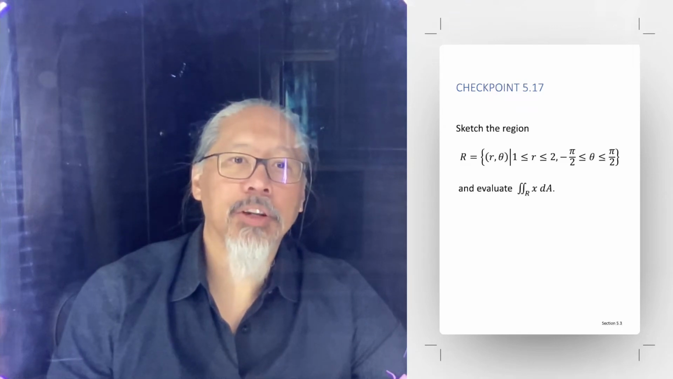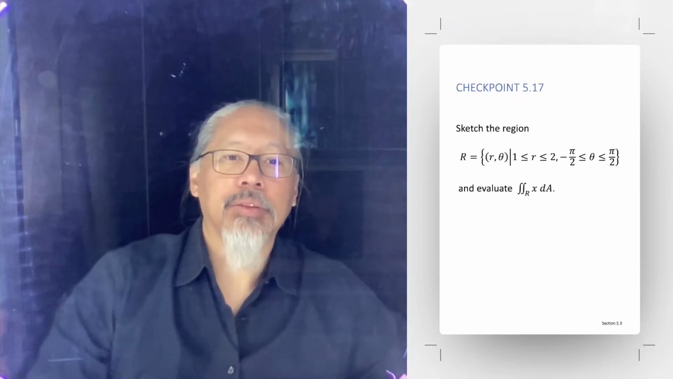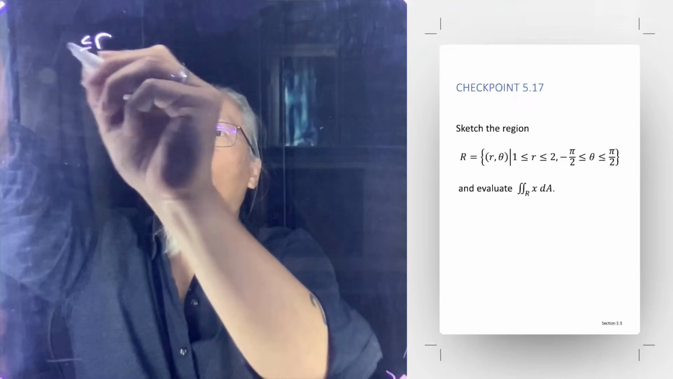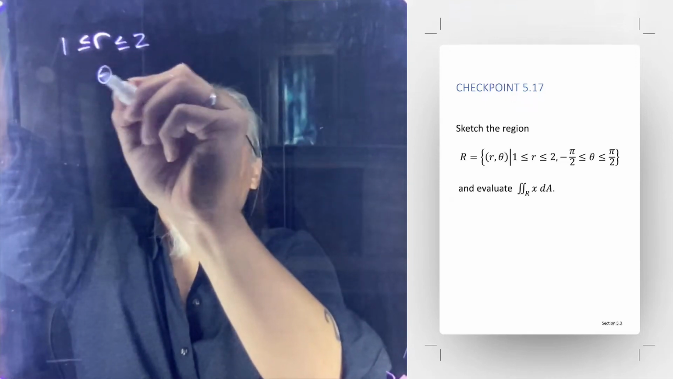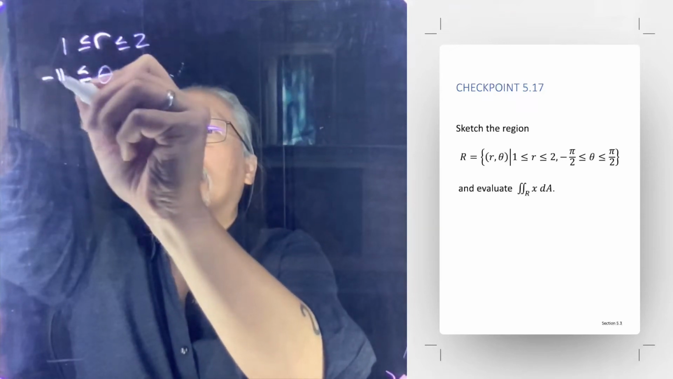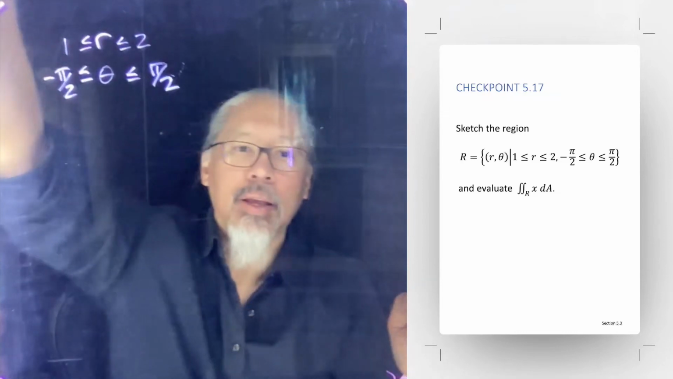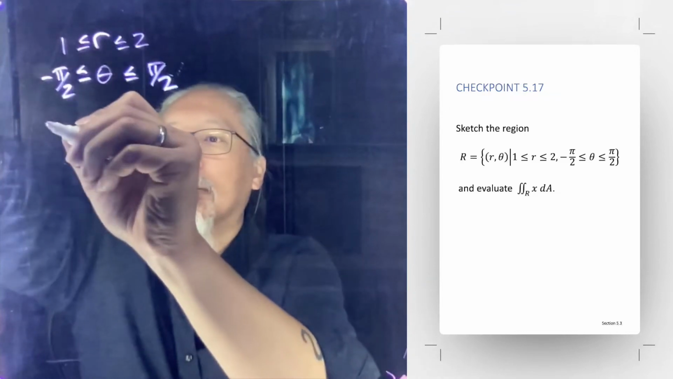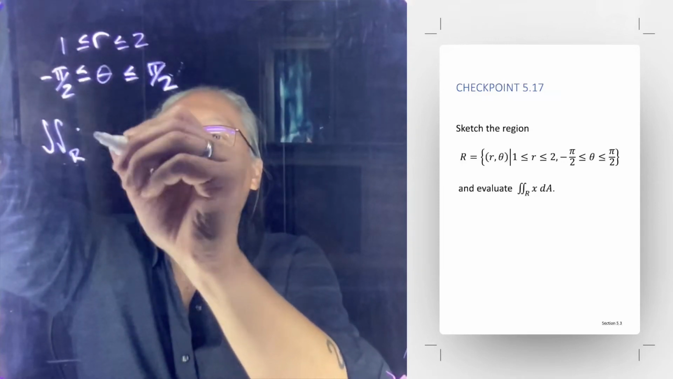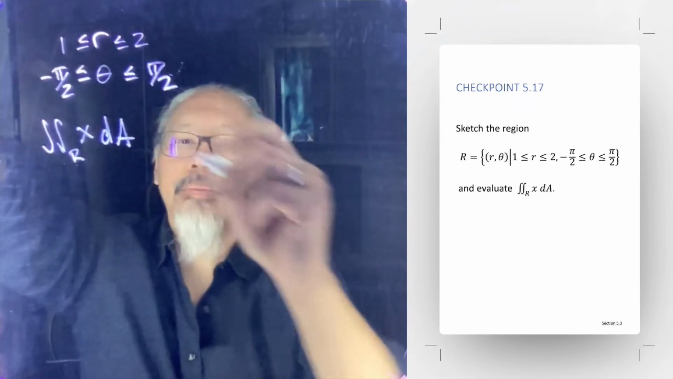Hello, we are doing checkpoint 5.17. They want us to sketch the region R, where r goes from 1 to 2, and theta goes from minus pi over 2 to positive pi over 2. And then they want us to evaluate this double integral over the region R, where our integrand is x dA.